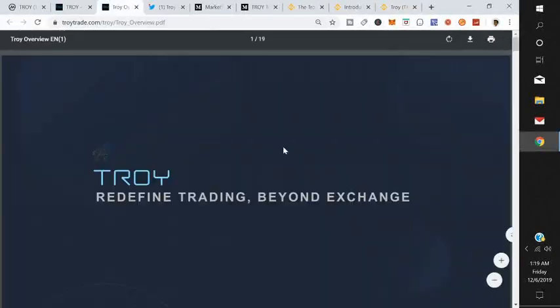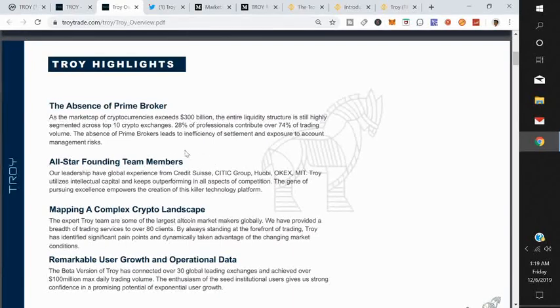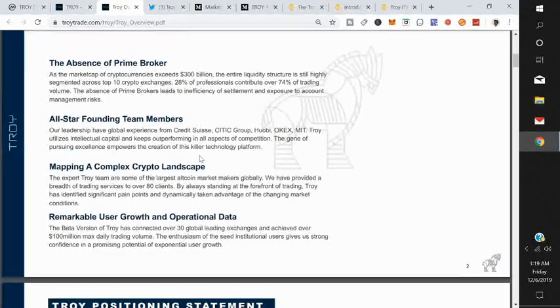I also went to the Troy white paper, and Troy highlights, as the market cap of cryptocurrency exceeds $300 billion, the entire liquidity structure is highly segmented across top 10 crypto exchanges. 28% of the professionals contribute over 74% of the trading volume. The absence of prime brokers leads to inefficiency of settlement and exposure to account management risks.